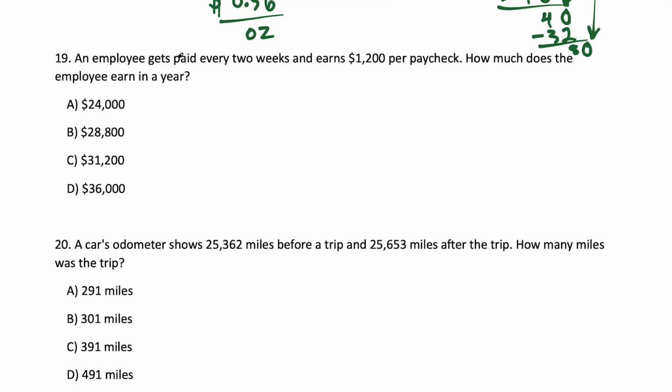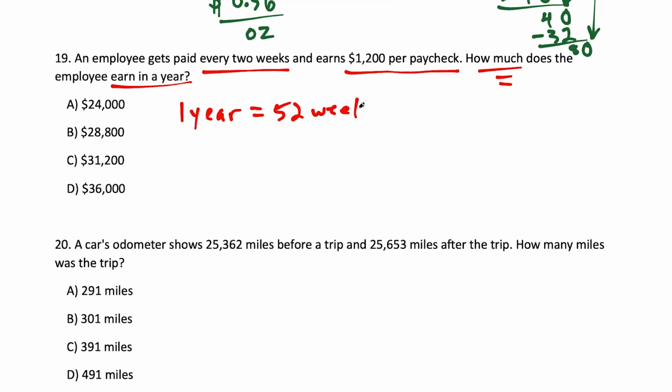Question 19, we have an employee who gets paid every 2 weeks and earns $1,200 per paycheck. How much does the employee earn in a year? So for this question here, we have to know that there's 52 weeks in a year. Okay, so 1 year is equal to 52 weeks.